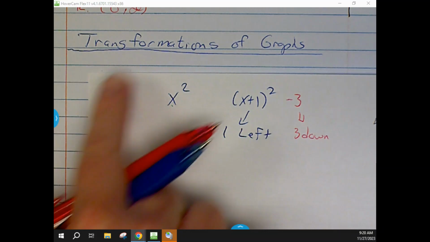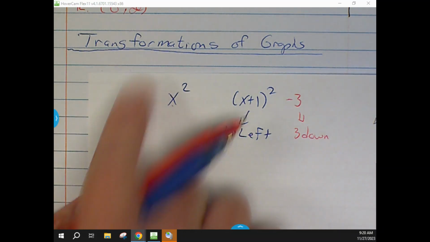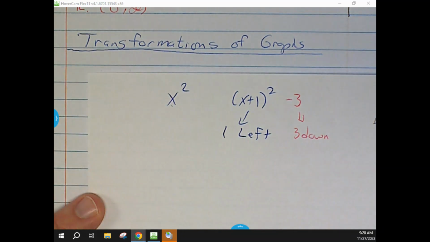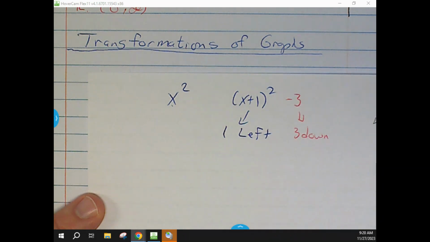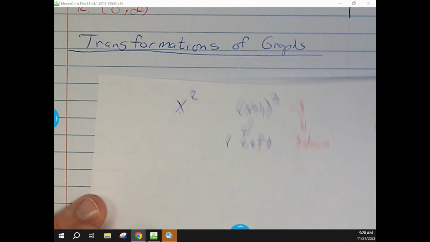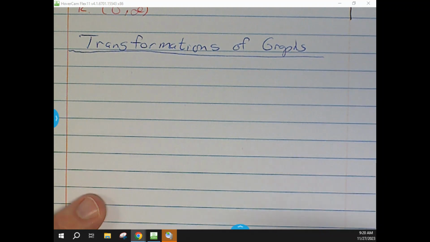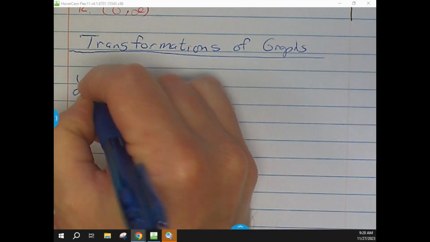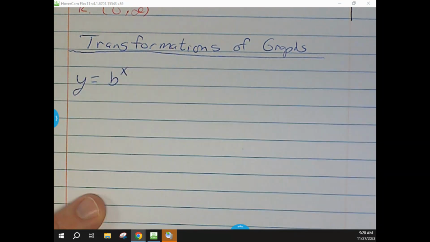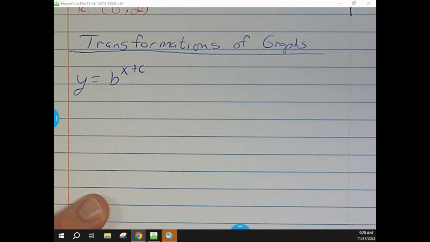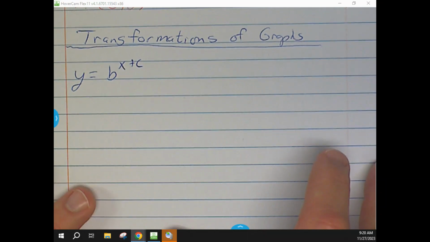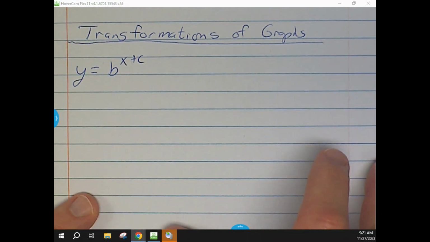And as far as this goes with transformations for exponentials, it's still the exact same thing. Where that number is tells you what the graph is going to do. If it's inside the parentheses, you're going to move it left and right. If it's outside the parentheses, you're going to move it up and down. The big difference for this one, when we talk about transformations, is that we're looking at it being either inside the exponent or outside of the exponent.